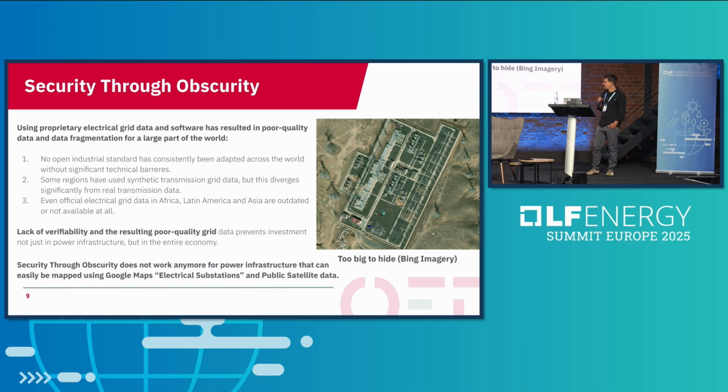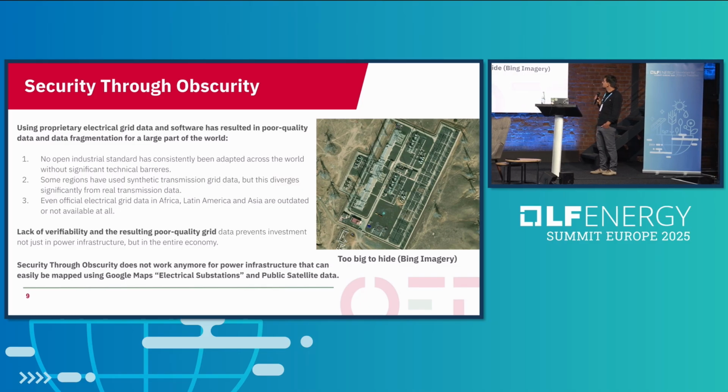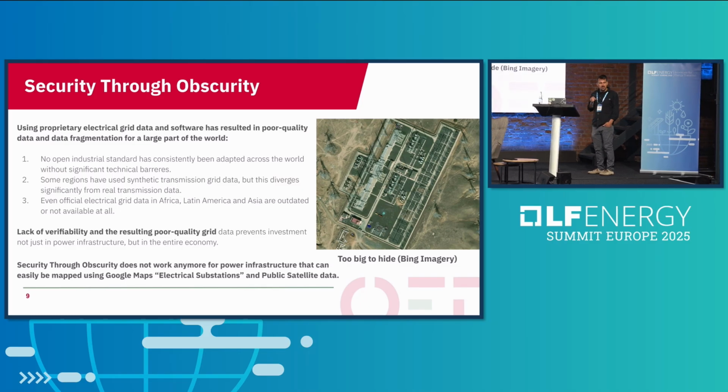And this security through obscurity, as it's sometimes called, seems to be a good idea at the beginning, right? It is critical infrastructure for our society, but I must also say it's just too big to hide, okay? You cannot hide it. And the bigger it is, the more critical it is for our society. You see here on the right-hand side a transmission substation. This is actually Bing imagery, so it's imagery everyone can look at on the whole globe. The same goes for Google, and a lot of the substations were already in Google Maps.